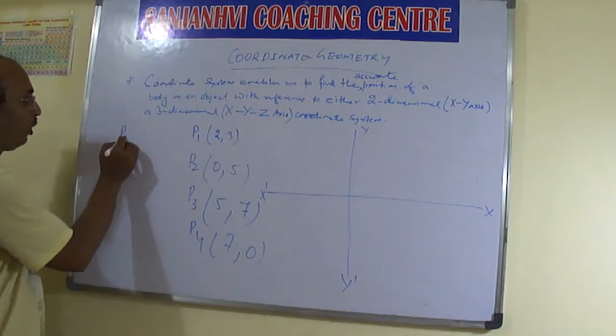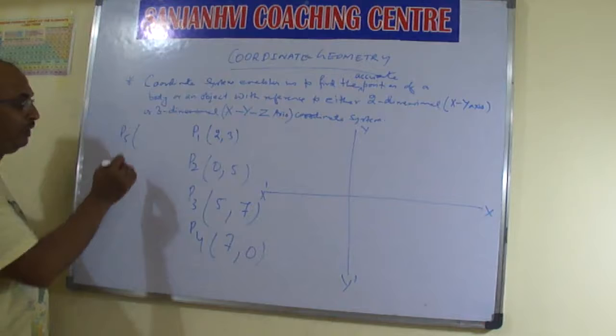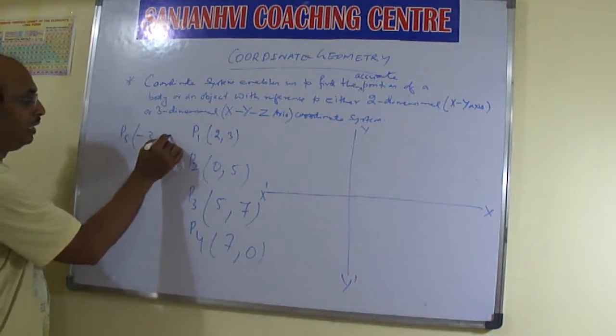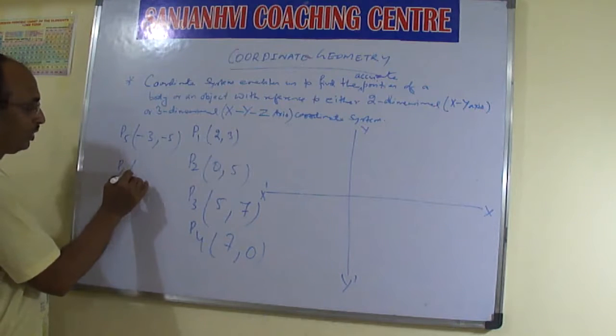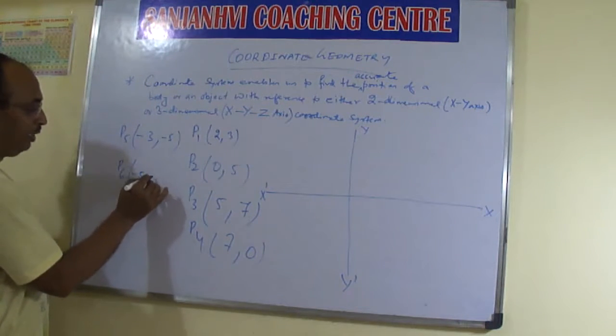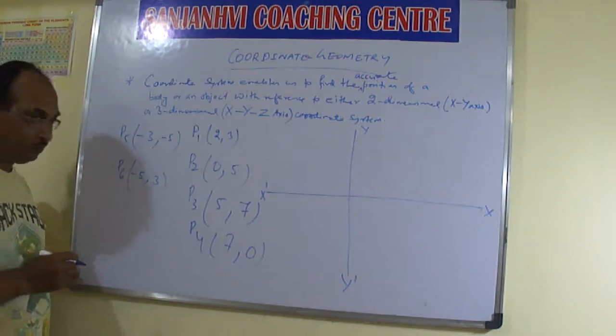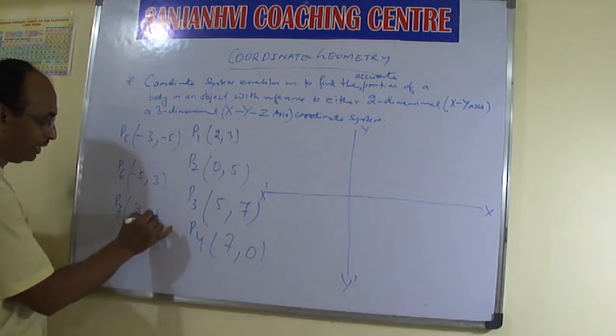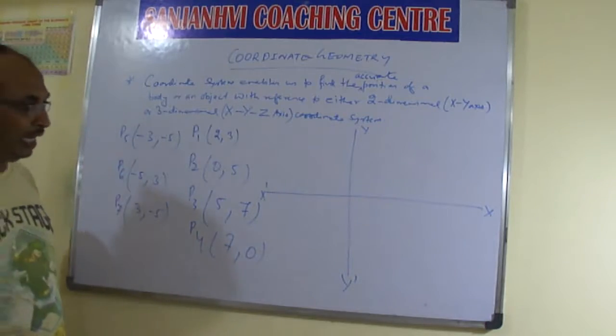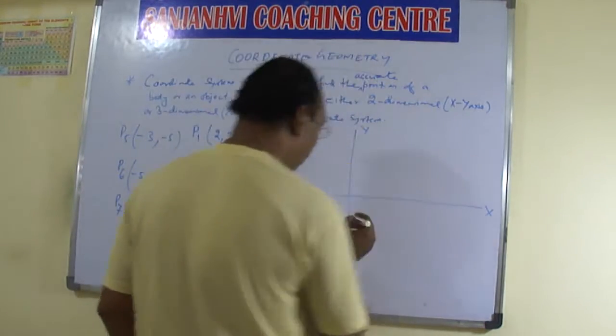Suppose another point in which minus is also given, P5 as (-3, -5). Then another point, P6 as (-5, 3), with only the 3 positive. And P7 as (3, -5). Then how do we represent these here? You are already aware of that.